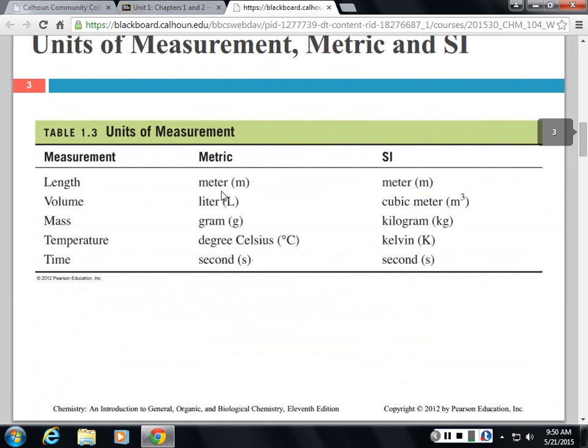The metric system is listed here, and this is what we've adopted, and a lot of these are the same. For length, we use the meter. For volume, the cubic meter, which is the same as a liter. We've got kilogram, Kelvin for temperature, and time in seconds.